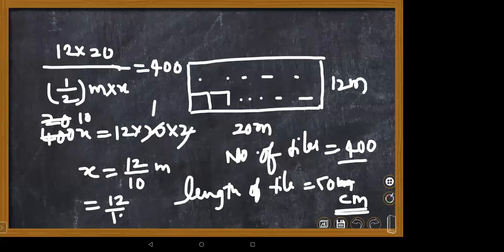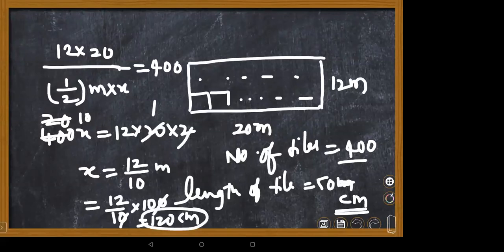12 by 10 into 100. So if you cancel the zero, ma'am, here we have 400 tiles and the length of each tile is 50 centimeter. That means 0.5 meter, and which is 200. So 240 upon 200, which is 120 centimeter, right? Is it the same or is it coming different? Ma'am, same. 120 centimeter, 1.2 meter. Right.